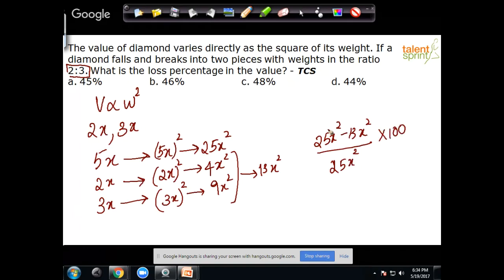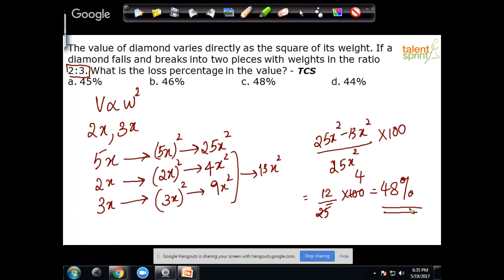How am I writing this? See, how do you calculate loss percentage? The change in the value divided by the original value, right, into 100. So this is equal to how much? 12 divided by 25, x squared gets cancelled, into 100, or that is equal to 48. 48%. Is it clear how we did this question?